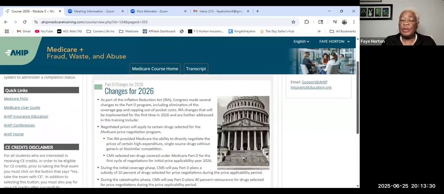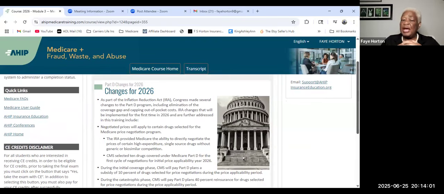These are changes for 2026. So it is important that you pay attention to this segment. They're letting us know that these are definitely changes for 2026. As part of the Inflation Reduction Act, Congress made several changes to the Part D program, including elimination of the coverage gap and capping out-of-pocket costs.